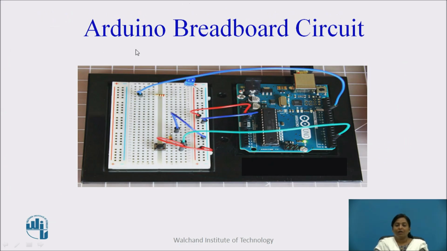Then another device is called a breadboard. With the help of this device you can prototype your project without permanently soldering the circuit. With the help of these wires, which are nothing but jumper wires, this Arduino board can be interfaced with the breadboard. Inside this tiny plastic housing, there are metal clips which are connected to each other with the help of conducting material.